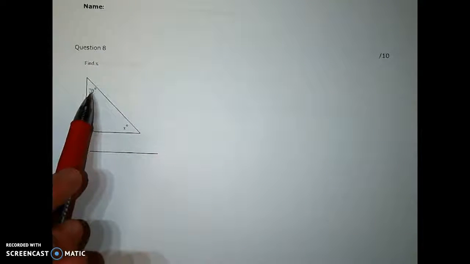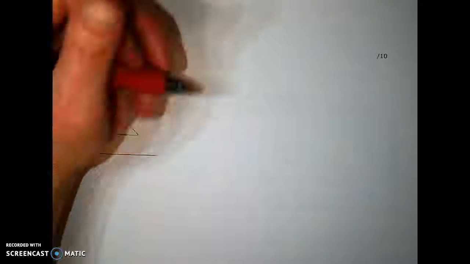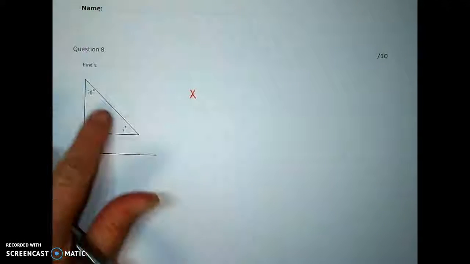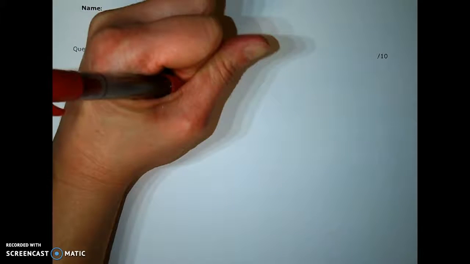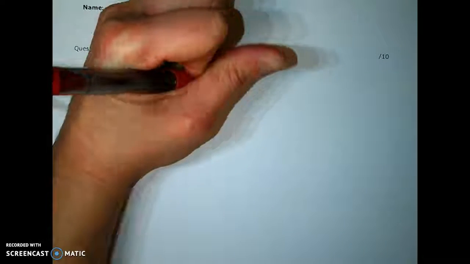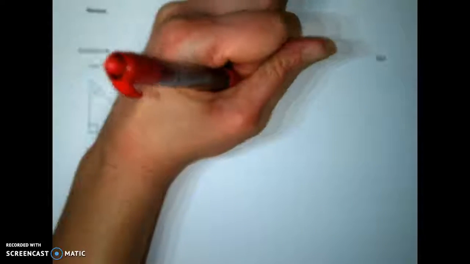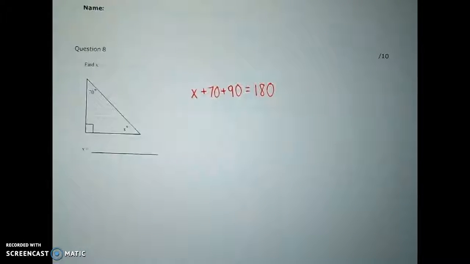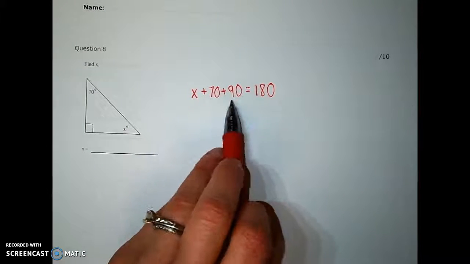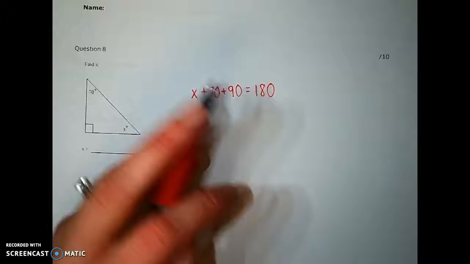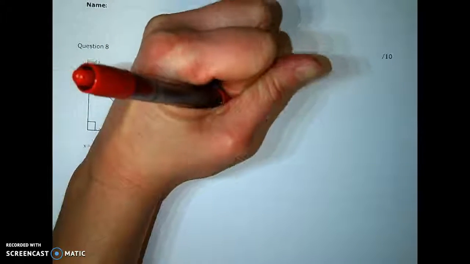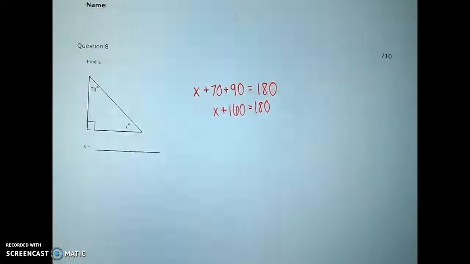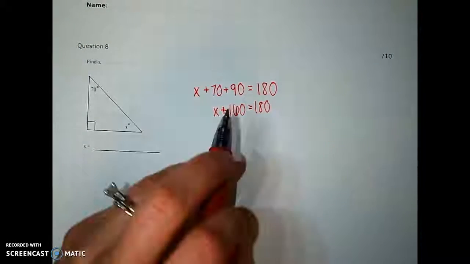So what I'm going to do is just add up my three angles. I'm going to start with x. So I have x plus 70 plus 90 equals 180 because the sum of my three angle measures is 180. Now before I can solve this for x, I have some stuff to simplify on the left side. 70 plus 90 gives me 160. So I end up with x plus 160 equals 180, and then it's a simple one-step equation.